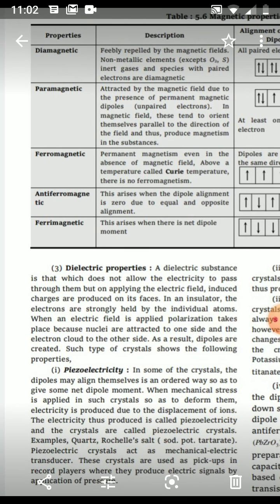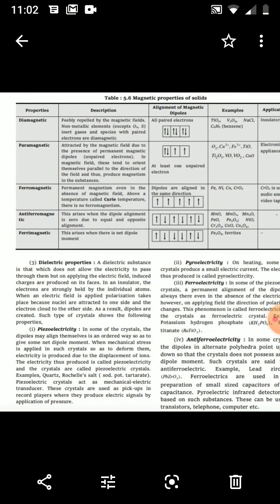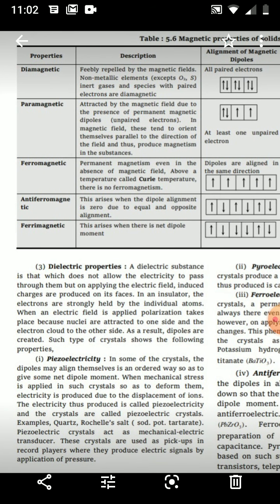Okay, now a new important topic, that is the dielectric properties. Dielectric substances don't have electrical conductivity, but sometimes they conduct electricity, and that may be due to polarization, or due to some heating, or some other reason.